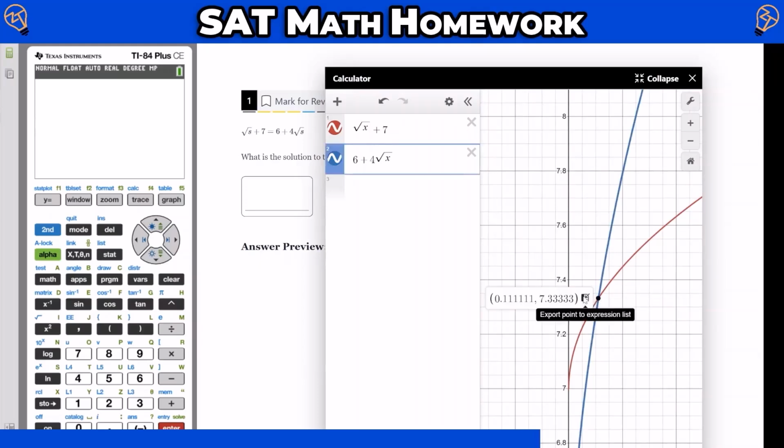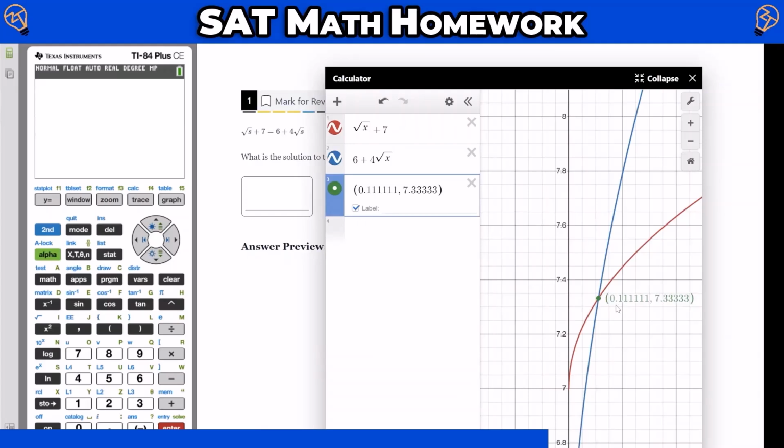So you could click here, click label, and we can see it really clearly. And we see that 0.1 repeating. So we get our correct answer.